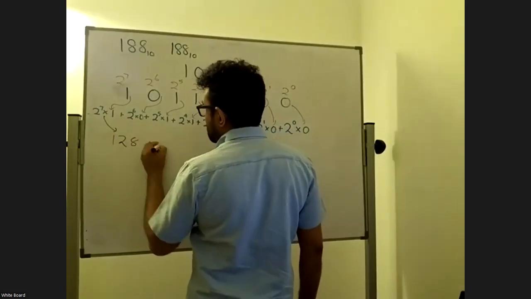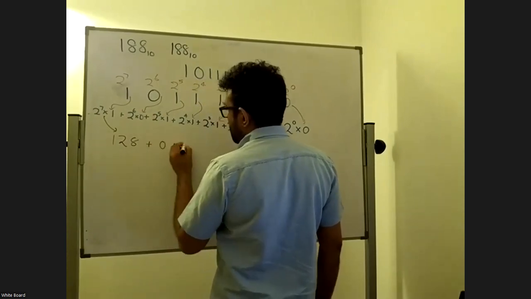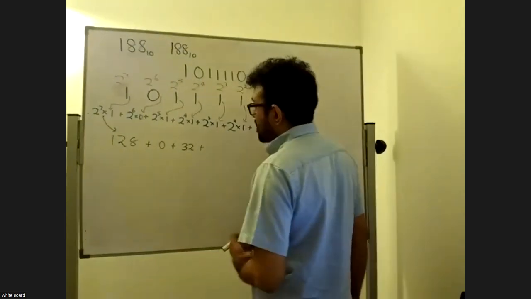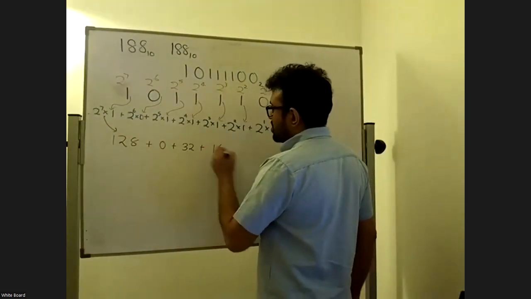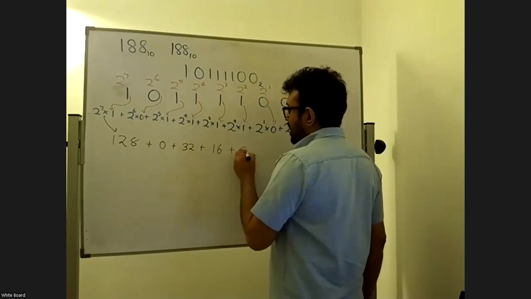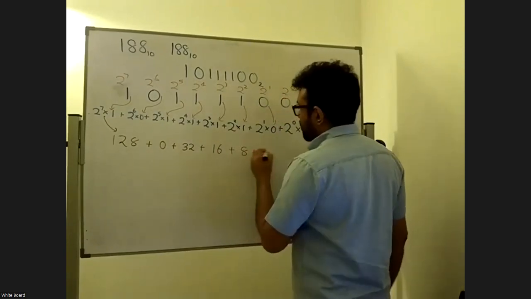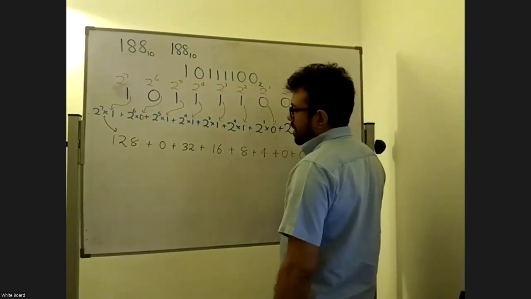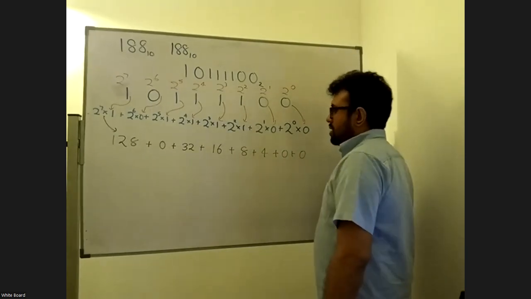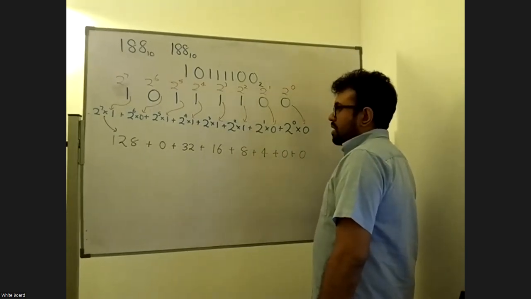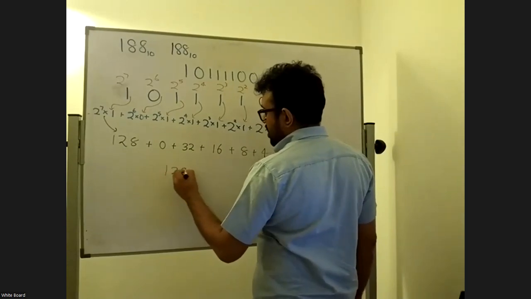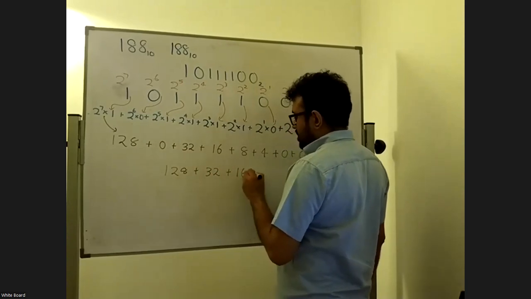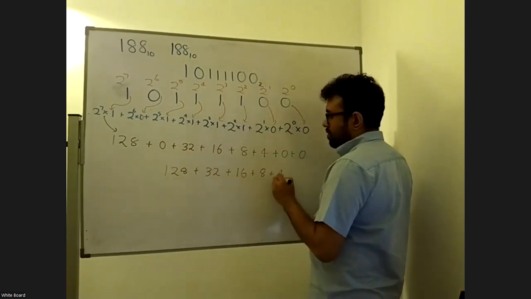Then plus this is going to be 0, plus 2 to the power 5 is going to be 32, plus 2 to the power 4 is 16, plus 2 to the power 3 is 8, plus 2 to the power 2 is 4, plus 0 plus 0. You have to remember this, right? Otherwise you can't do the calculation quickly. Now you can do the calculation. 128 plus 32, I will omit the zeros, 16 plus 8 plus 4.